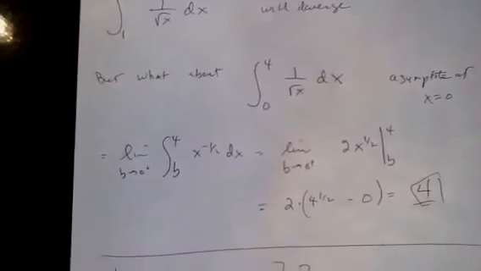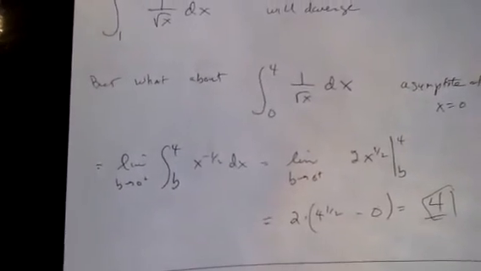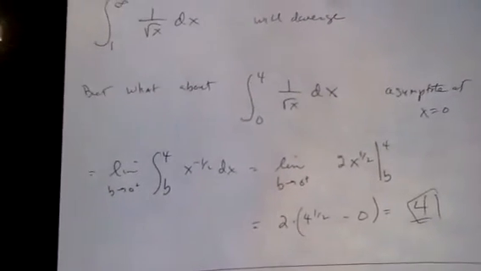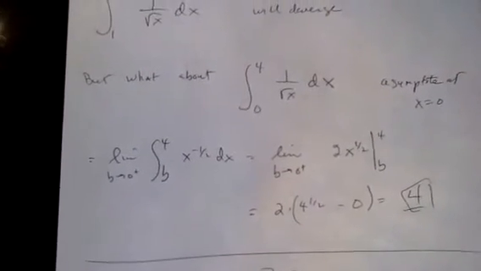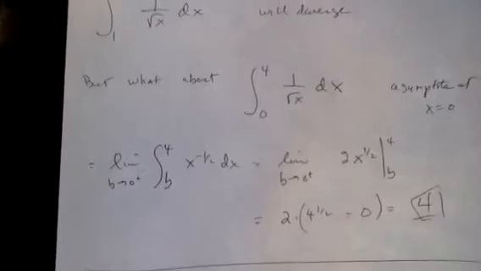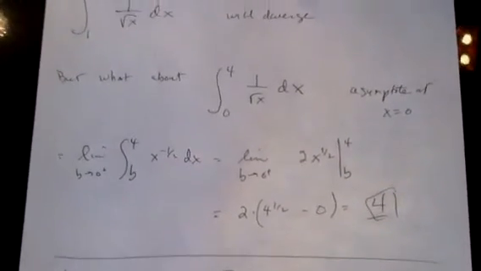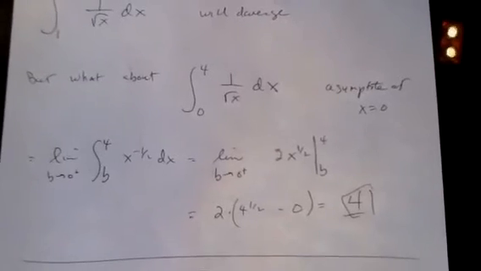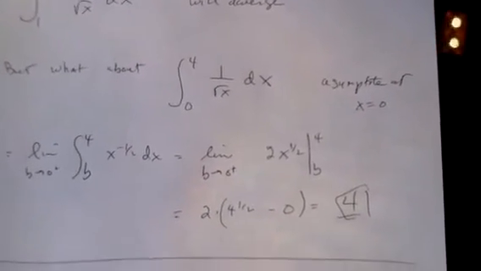So let's do this. The way we'd set up this limit is we'd say the limit as b approaches 0 from the positive side of the integral from b to 4 of 1 over root x, or x to the negative 1/2, is the limit as b goes to 0 from the positive side of 2 root x. That's the antiderivative. And that converges to 4.